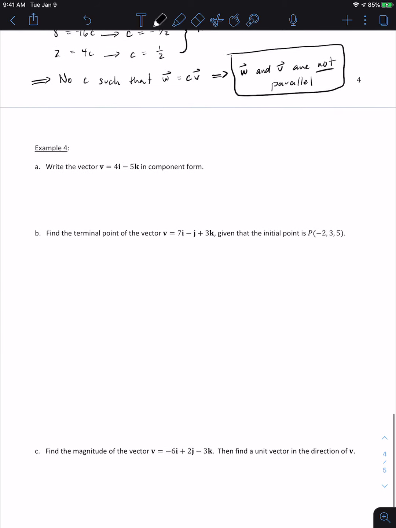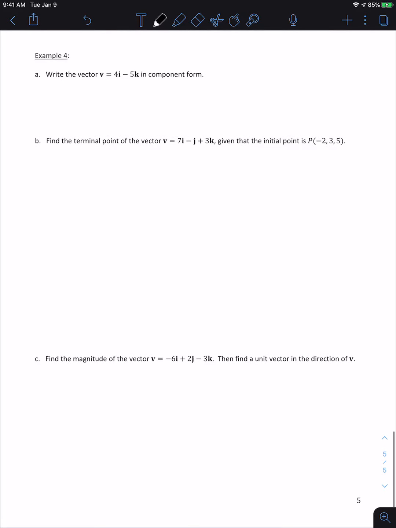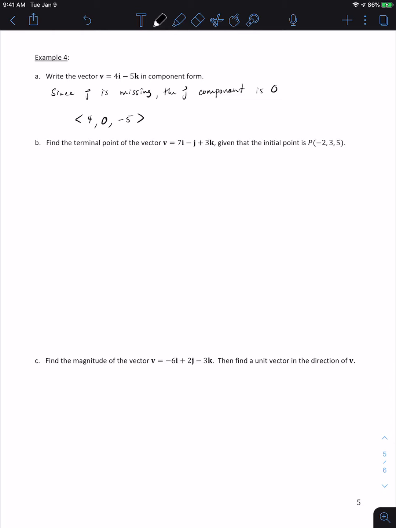Okay, one last example here just to work more with vectors. So let's write the vector 4i minus 5k in component form. If you look at that, you notice that j is missing, right? So since j is missing, what does that mean? The j component is 0. So when I go to write this, I write this as 4, and then 0 for the j component, and then negative 5 here.